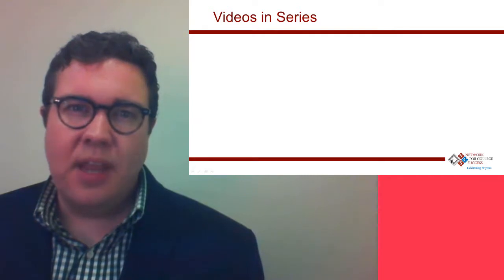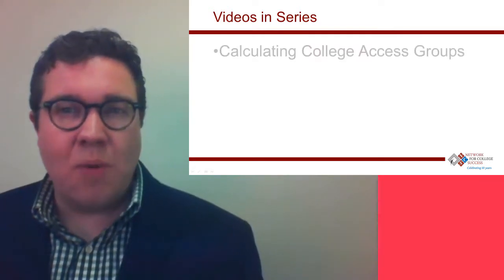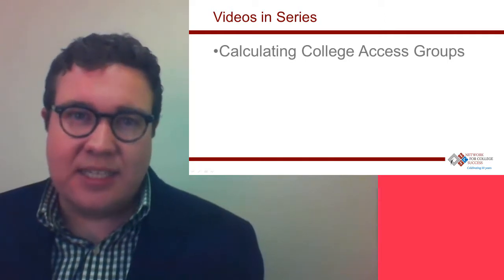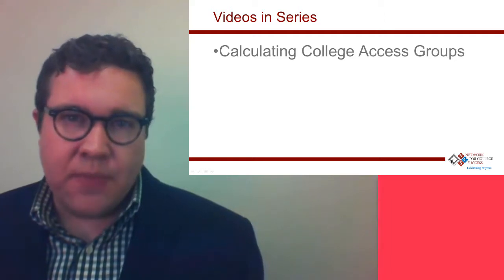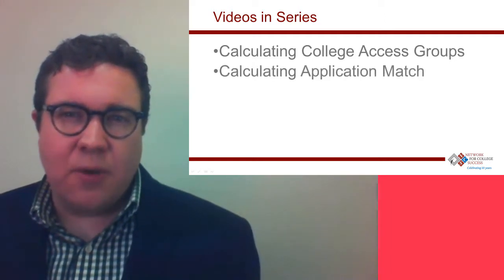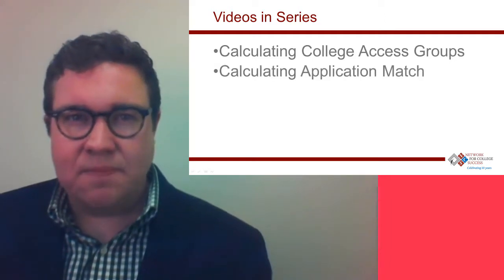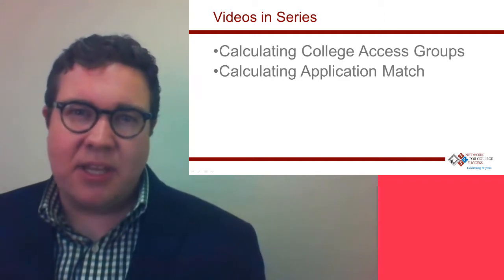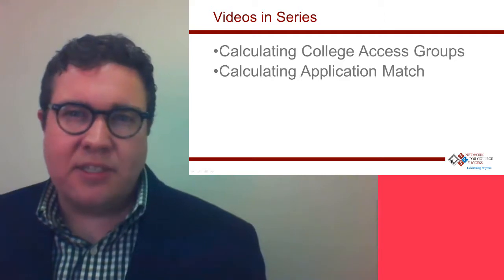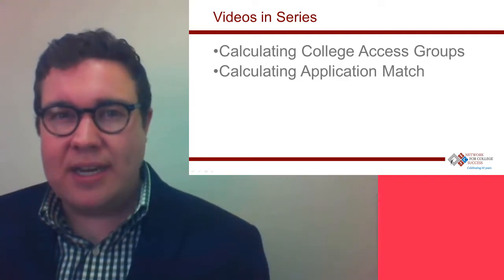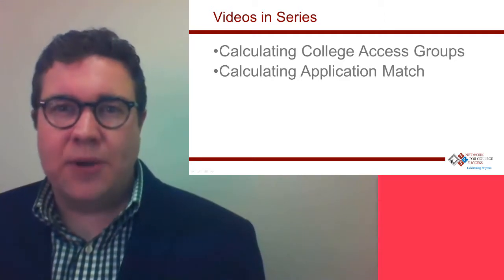If you're interested by the approach, but are still wondering how exactly you can implement it, then the rest of the videos in this series will dig deeper into a few aspects of the process. In the next video, we will answer the question of how do you go about grouping students into those college access levels to begin with. In the third video, we'll demonstrate how to calculate whether any given application is well matched academically to the student's qualifications.